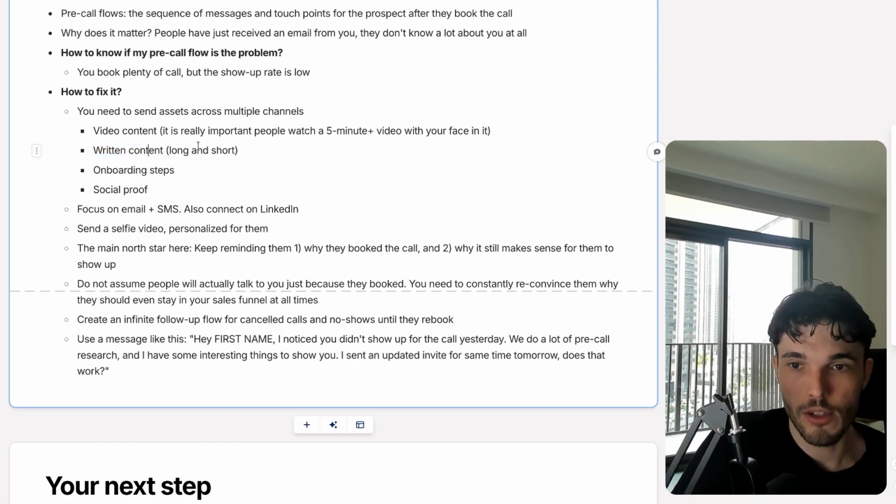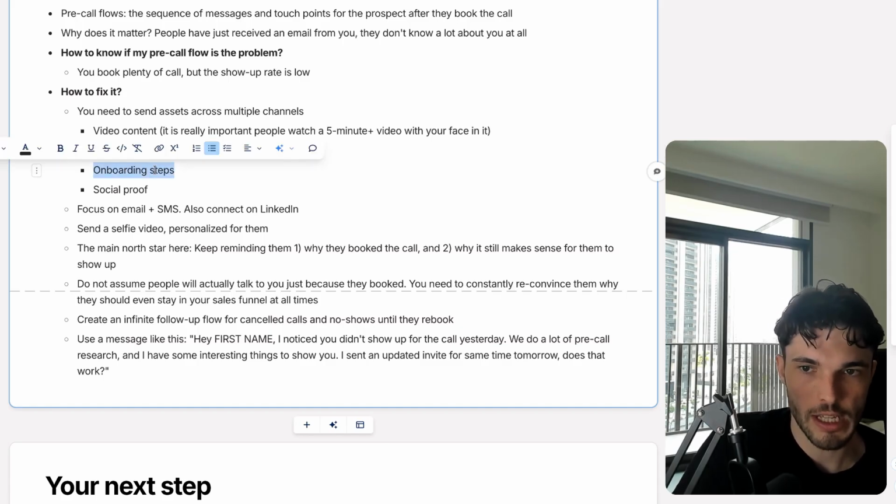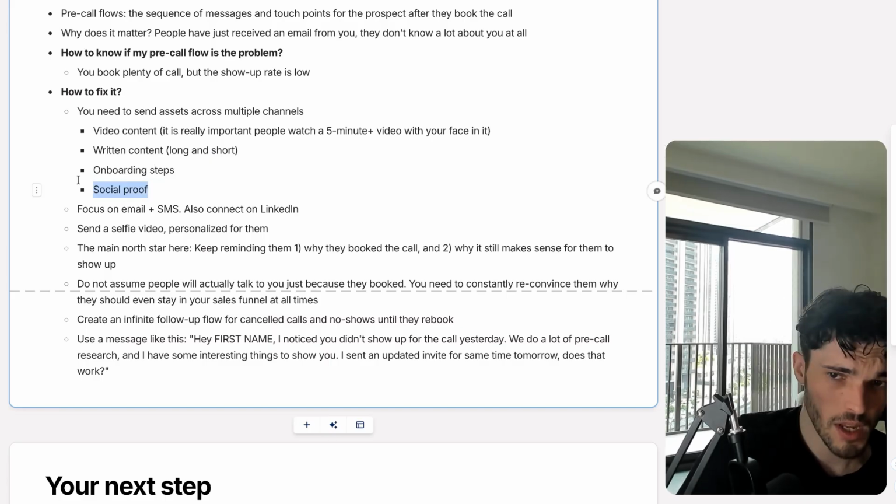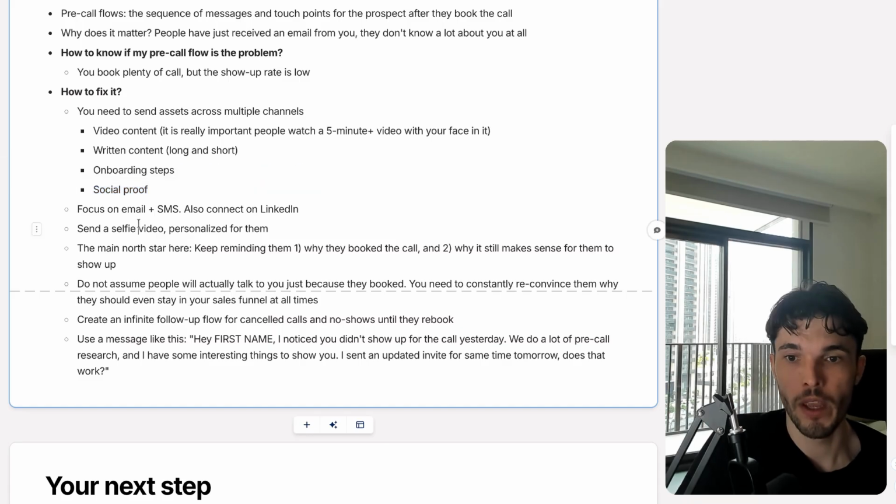Also, some written content. So you can do some long form, short form content where you're just writing a bunch of stuff about your offer or something like that. You can also send over the onboarding steps so they know exactly what is going to happen if they do decide to work with you on that call. And also just sending them a bunch of social proof.